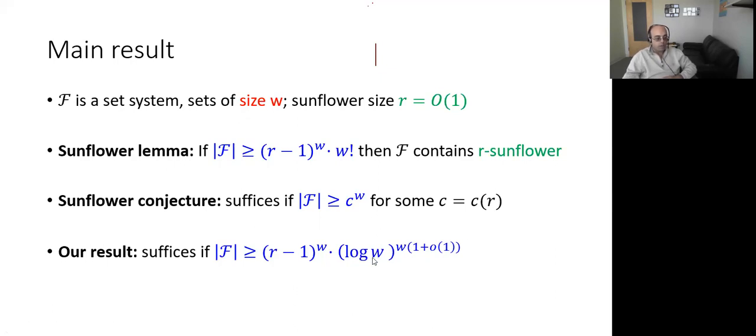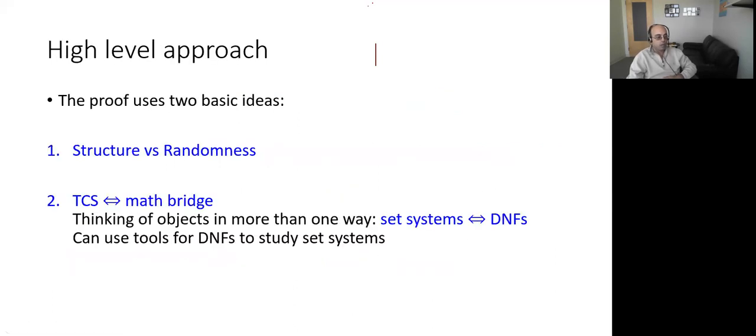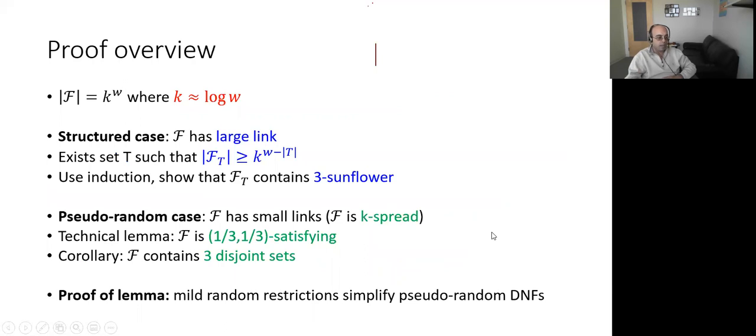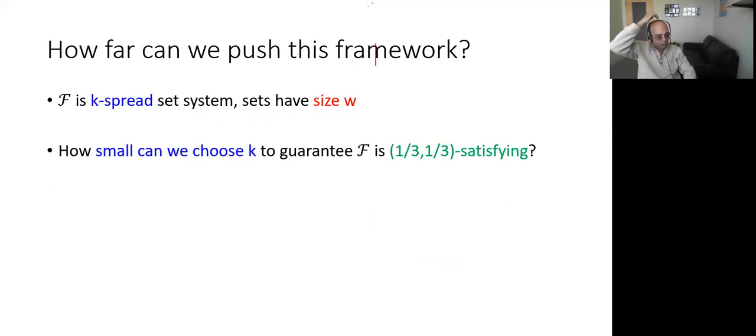And the question is, can we hope to get the sunflower conjecture using our techniques, or do we need new techniques? Just to remind you, the high-level approach is the structure versus randomness paradigm and this viewpoint of set systems as DNFs. And we have this high-level proof overview. But since we only have 5 minutes left, let me go quickly through how tight this is and what we can hope to do to get better bounds. So how far can we push this framework?